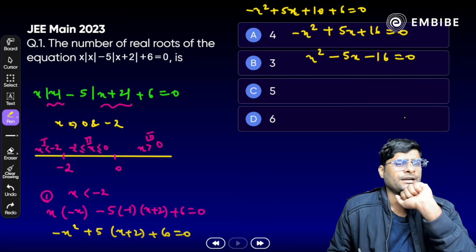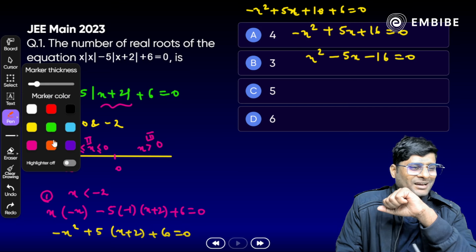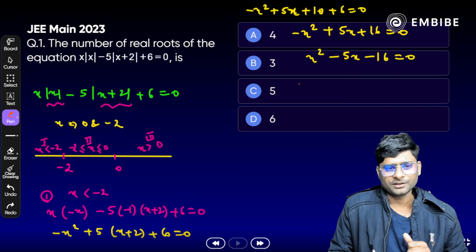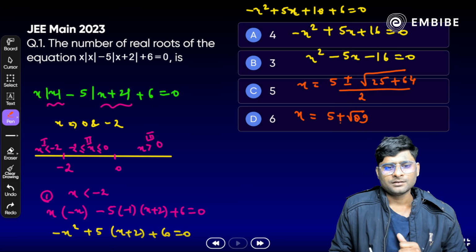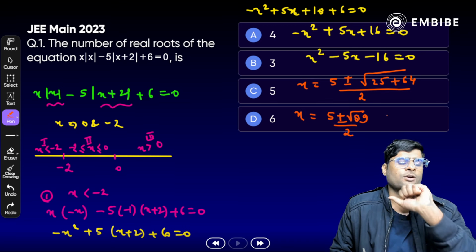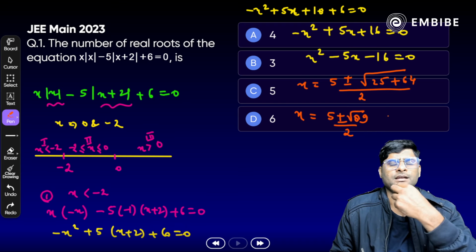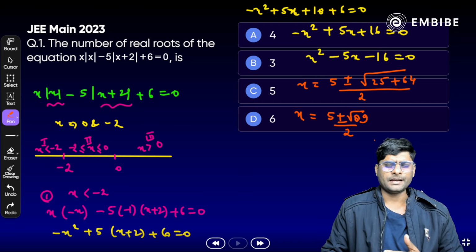So basically it is quadratic in x, we know that. So it has two roots. Try to find out with the quadratic formula: minus b plus minus root over b square minus 4ac, minus minus will become plus 64, divided by 2. It has two values, like 5 plus or minus square root of 89, divided by 2. What is the square root of 89? It is approximately 9.4 or 9.5.